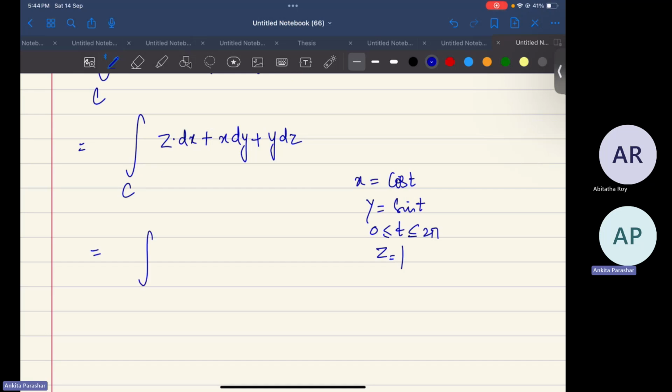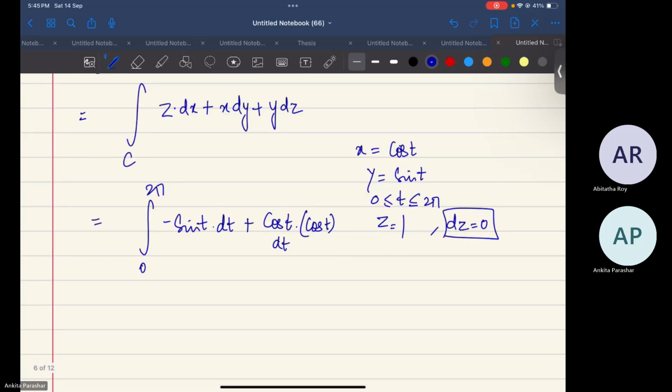Yeah, we are doing fine. So t is, for me, the variable, from 0 to 2 pi. Z is 1, times dx, which is minus sine t dt. Plus x is cos t, and then y is cos t dt. And there is no dz. Is that okay? Yeah, dz is 0. Z is a constant function. Is everything okay?